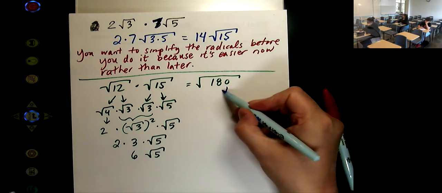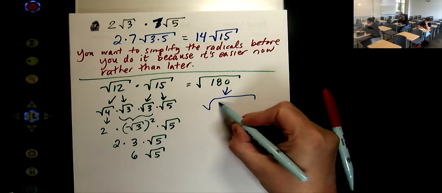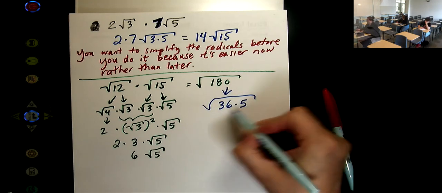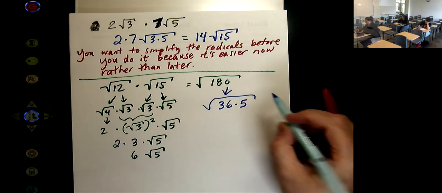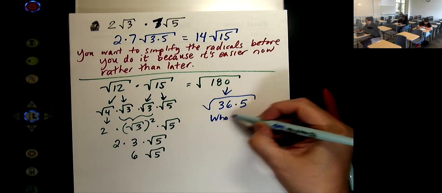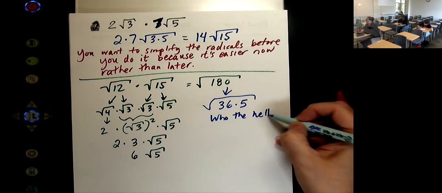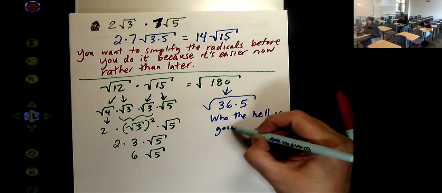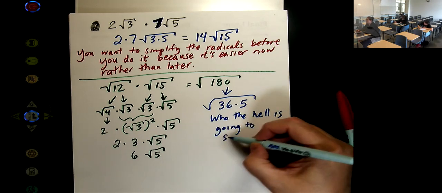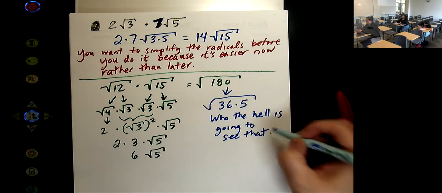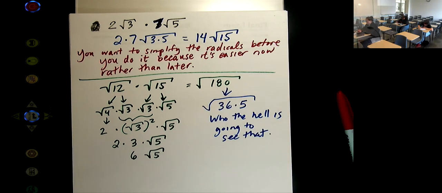Apparently this means 180 is 36 times 5, because the square root of 36 is 6. But who is going to recognize that? I don't see 180 and think, oh yeah, that's 36 times 5. But I see 12 and I see 15 and I go, yeah, that's 3 times 4. I can do that. That's basic multiplication.